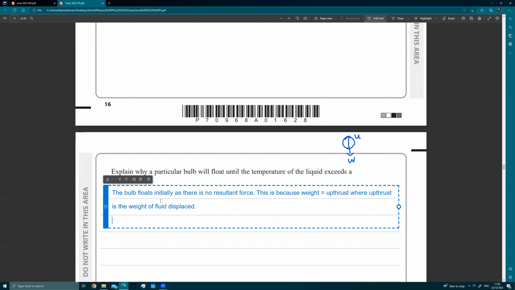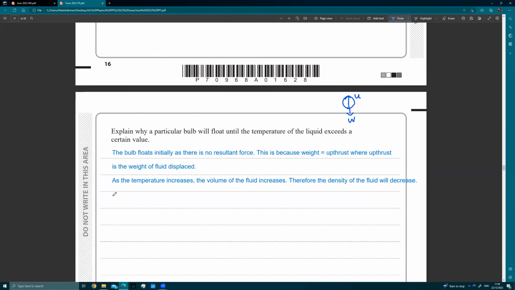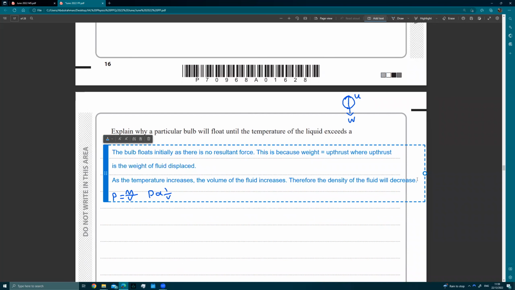Now let's talk about what happens as the temperature exceeds a certain value or as the temperature increases. As the temperature increases, the volume of the fluid also increases, right? Thermal expansion. Therefore, the density of the fluid will decrease because we know from the equation ρ, density is mass over volume. We know that density is inversely proportional to the volume. So if the volume of something increases, the density will decrease.